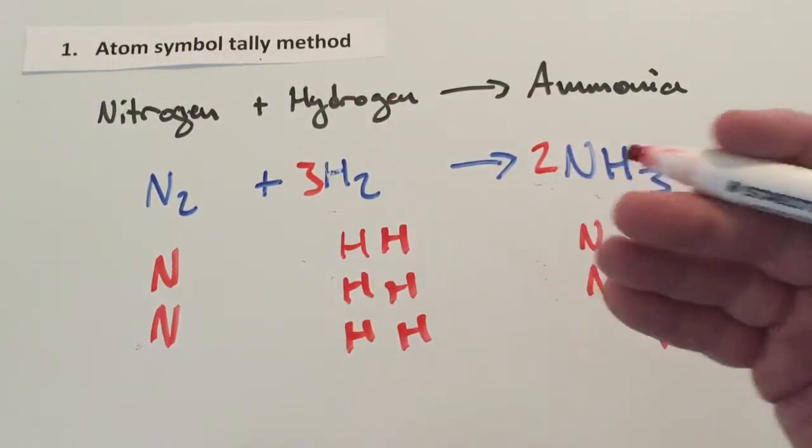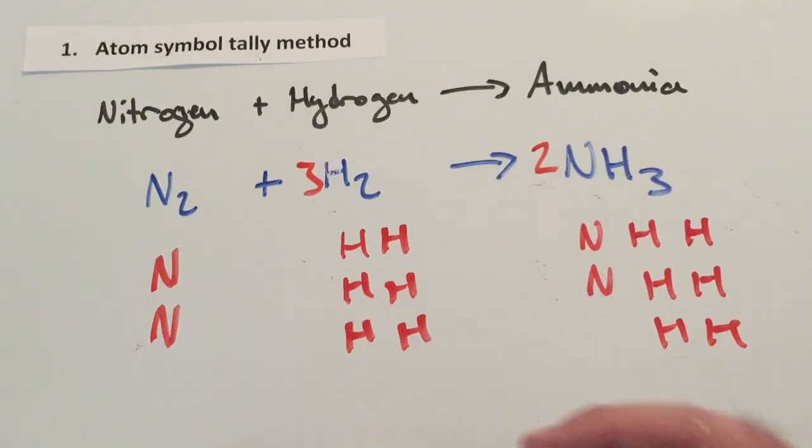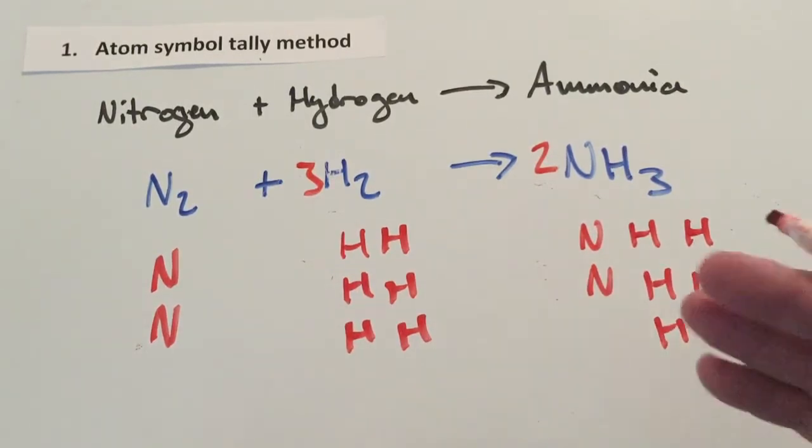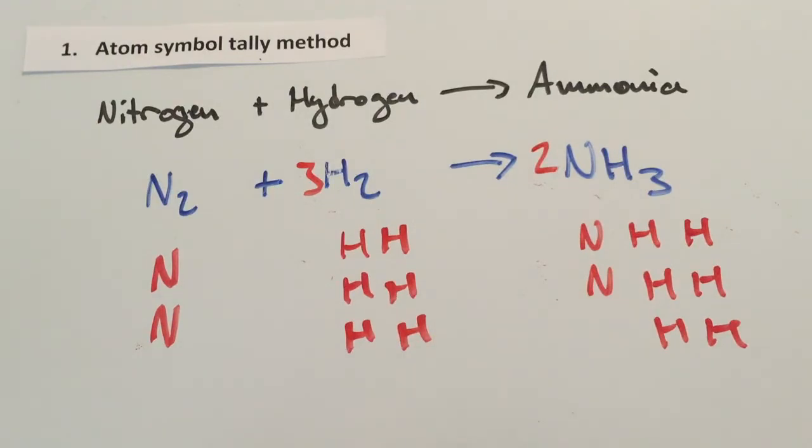And that is all there is to the steps of the atom symbol tally method. It's one of the most simple ways of doing it, and it's a really good starting point if you're struggling with balancing chemical equations.